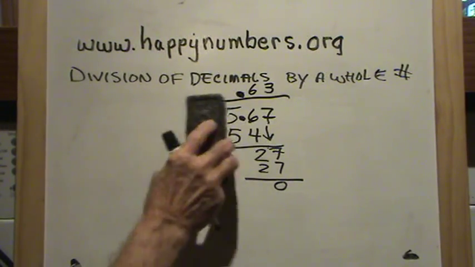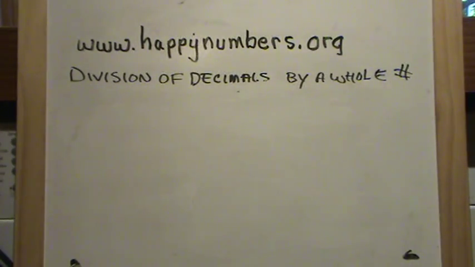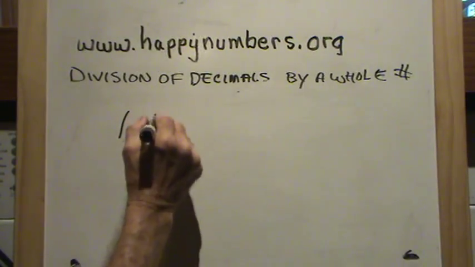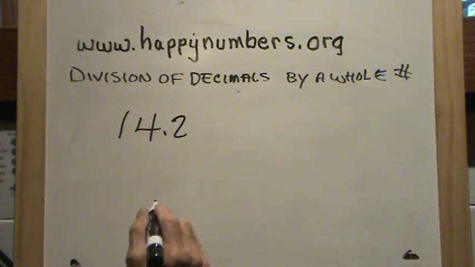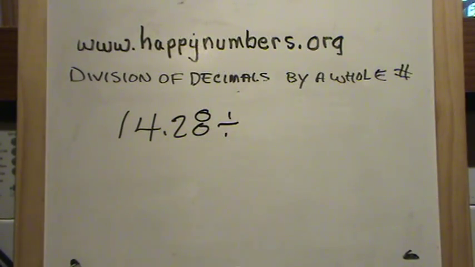Excellent. Well, let's do one more problem. I'll give you one more, and then I think we're going to be done here, because this is a relatively simple skill set. 14 and 28 hundredths divided by the whole number 6. So put your video or DVD on pause, work the problem, and then turn it back on again.